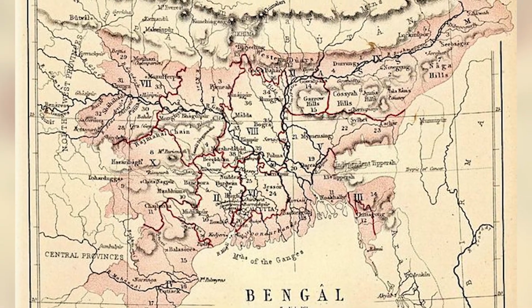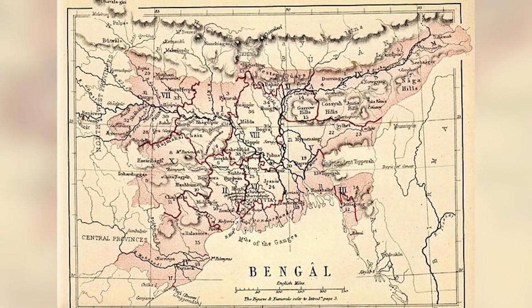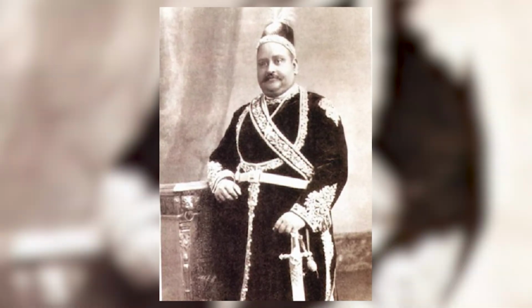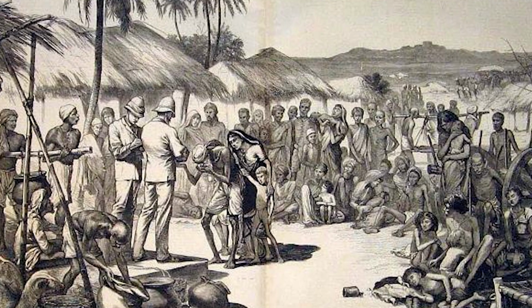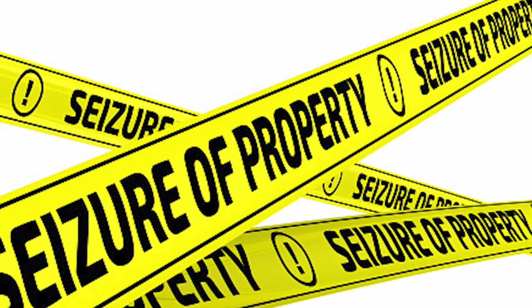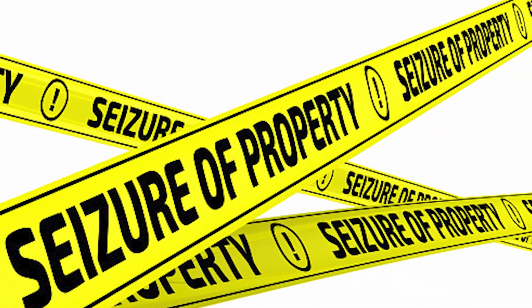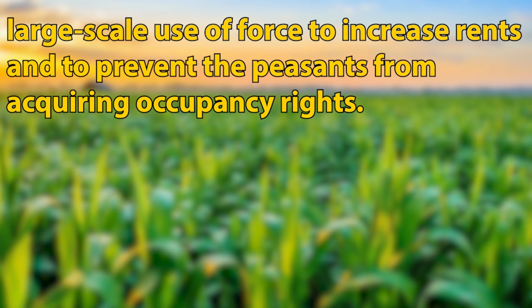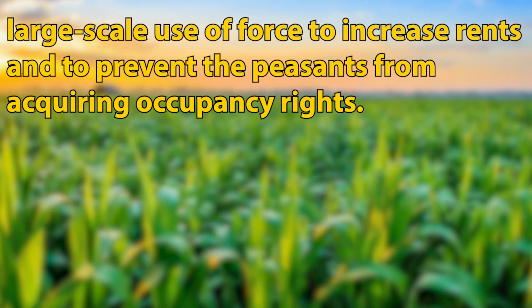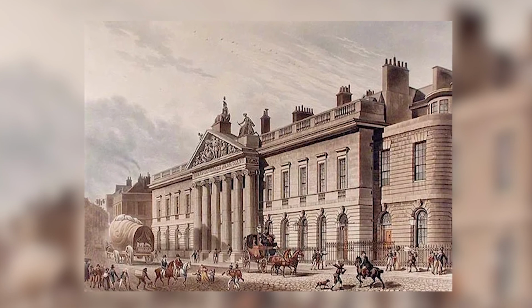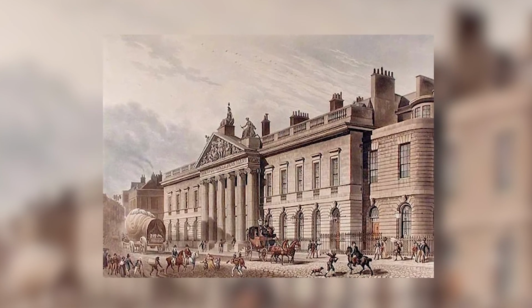Peasant unrest again started in 1870 in East Bengal against the zamindars who were infamous for their notorious acts of oppressing the tenants. These zamindars freely indulged in rejection, harassments, illegal seizure of property including crops and chattels, extortions and large-scale use of force to increase the rents and to prevent the peasants from acquiring occupancy rights.